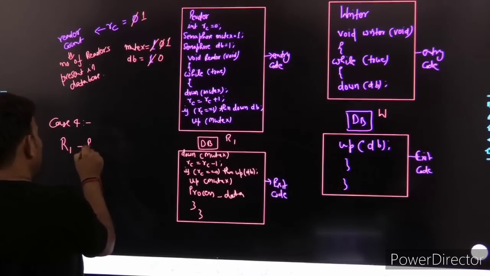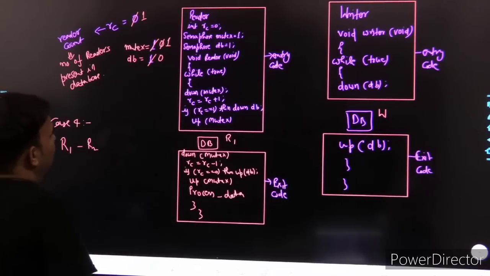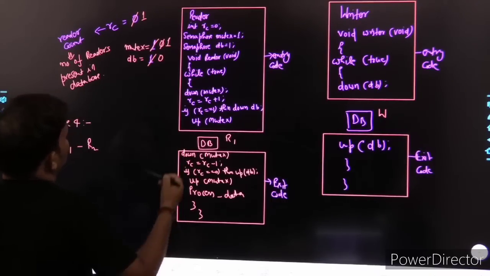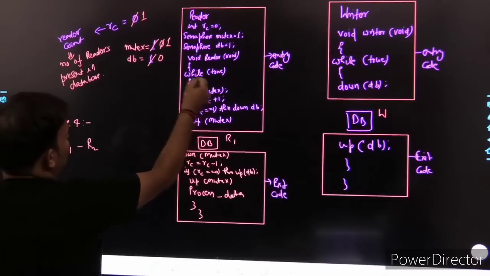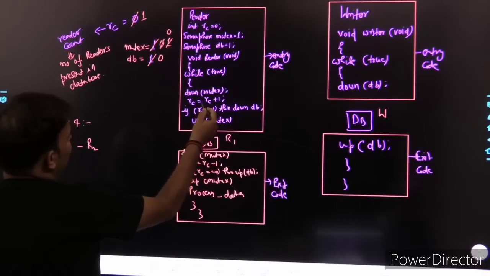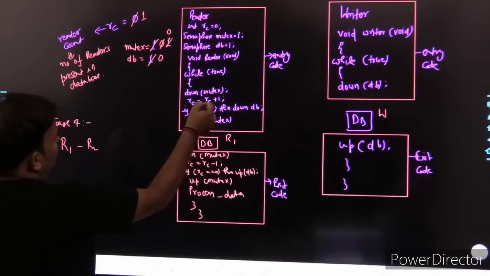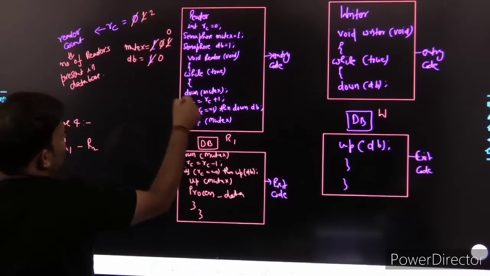Now again R2 wants to read this database. Can R2 access the database or not, my dear friends? Let's check. It will execute down of mutex, making mutex 1 to 0. RC equal to RC plus 1, so here RC will become 2.